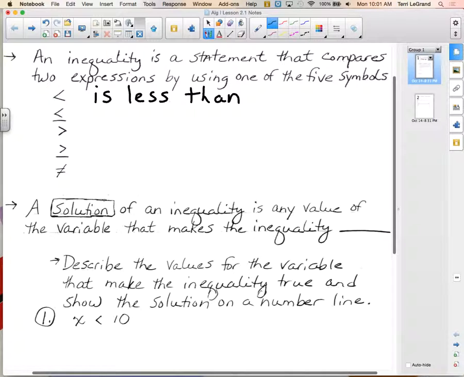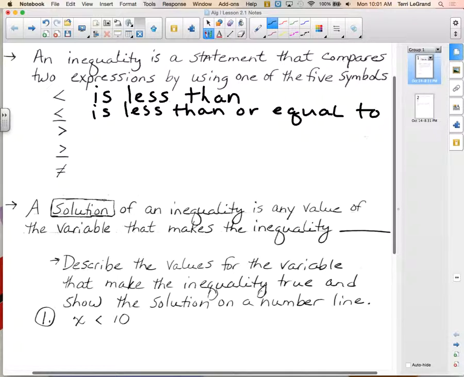So, is less than. Well, what happens when they stick that little line segment underneath that same symbol? What does it do to it now? Is less than or equal to. You don't have to use the word "is" in front of "equal to." You can leave the word "is" off of that, but you cannot leave the word "is" off of the less than part.